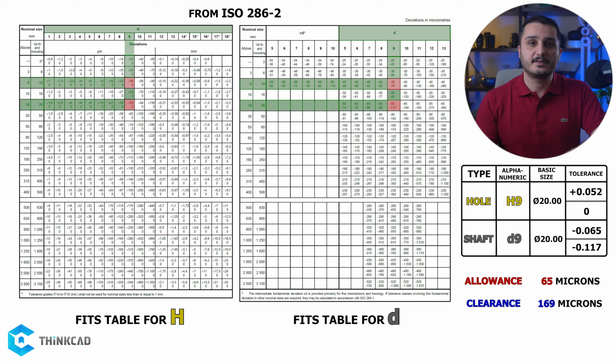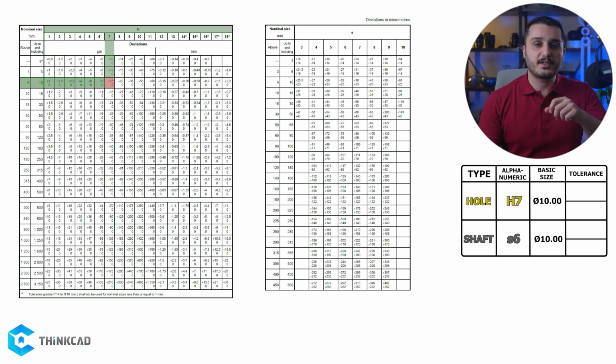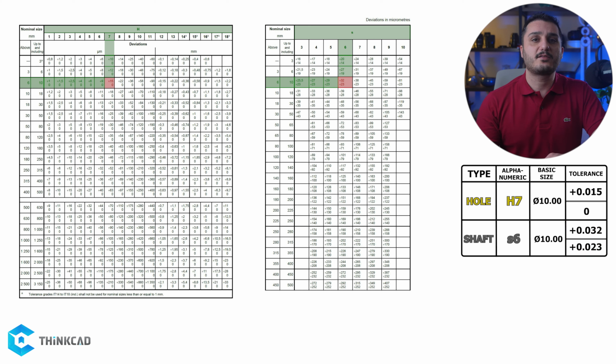You get the idea. Now, let's make it a bit more interesting by specifying tolerances for a medium drive fit for the same 10 mm example. This is an interference fit known with the H7-S6 combination. The shaft with an IT grade of 6 must have tighter tolerance than its mating counterpart, being the hole, which uses IT grade of 7. As you can see, the dimension for the hole is 10 mm up to 10.015 mm, and for the shaft we have 10.023 up to 10.032 mm. This is a tolerance of 15 microns for the hole and 9 microns for the shaft.